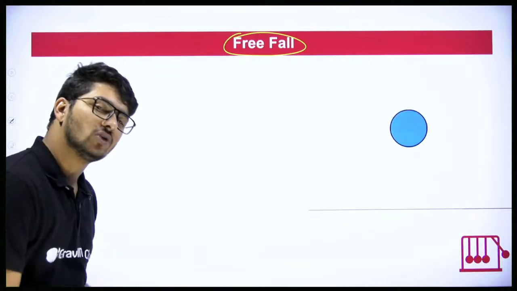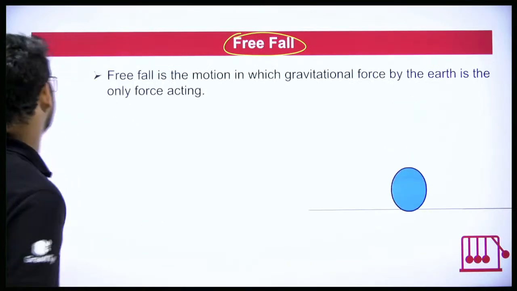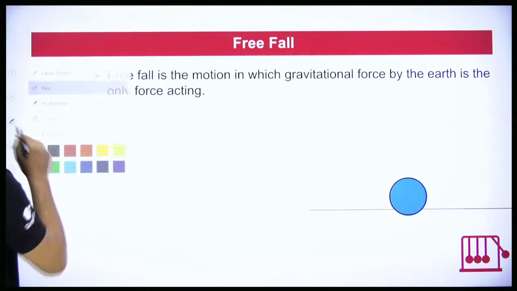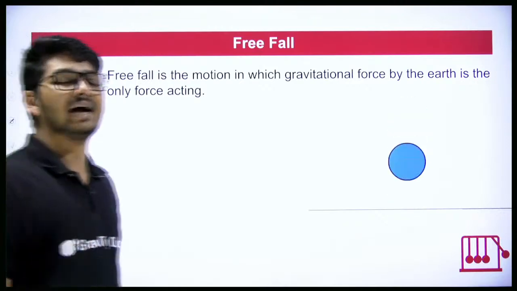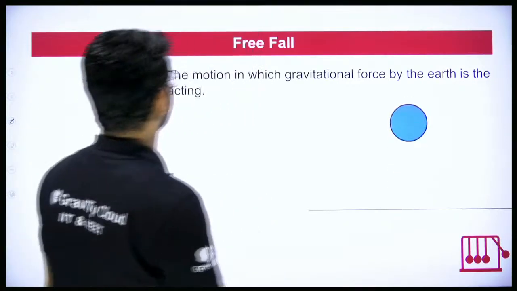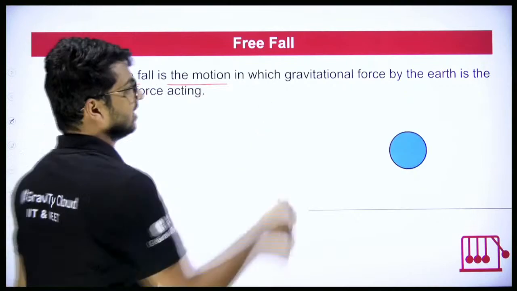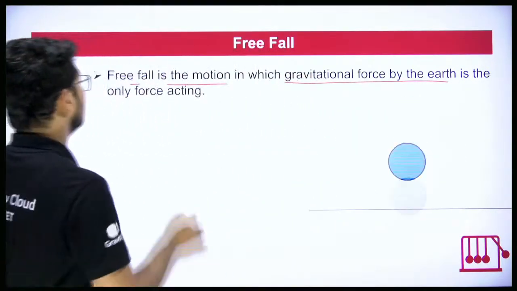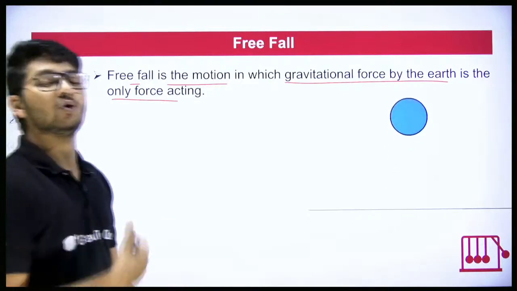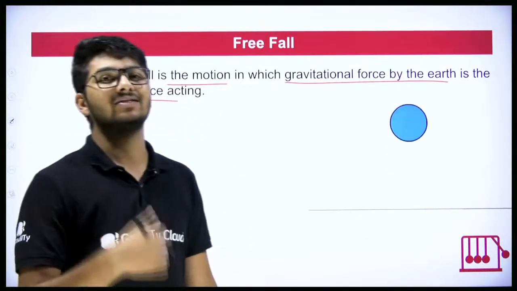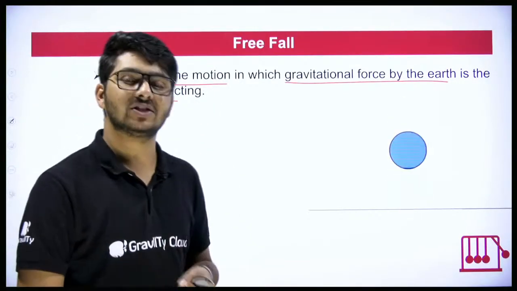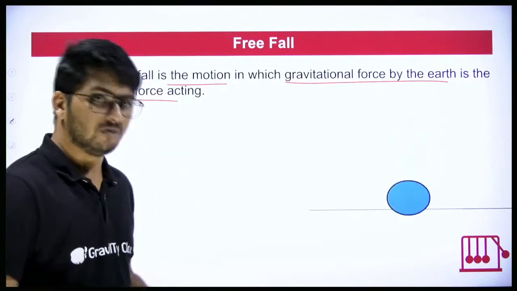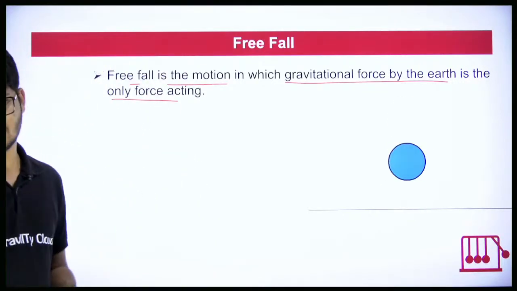So what does free fall actually mean? What it means is it is a motion in which there is only gravitational force acting. So free fall is the motion in which gravitational force by the earth is the only force acting and no other force. And when we say no other force, no resistance due to air, no wind, nothing.